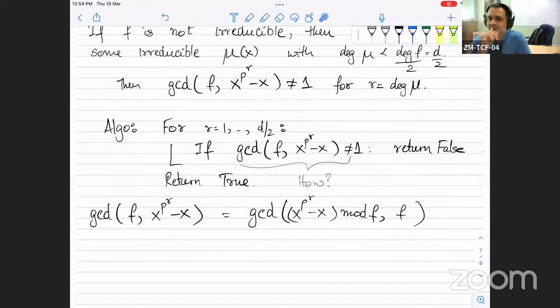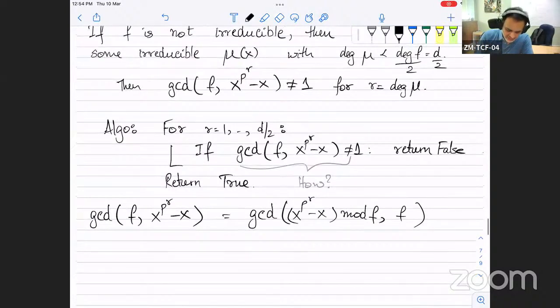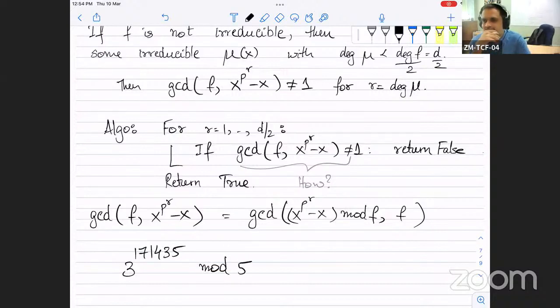Okay. So let me ask you, suppose I gave you a number which is 3 power 171435 mod 5. How would you compute this number mod 5? Or okay, mod 5 was maybe bad. Let's say mod 42, something. I'm hoping you have seen this in one of your MFCS courses or algorithms course or something.